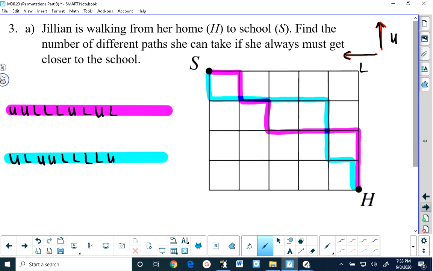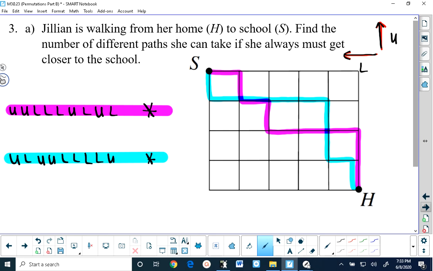Now let's take a look at each of these. When you take a look at the pink pathway, she makes 4 moves up and 5 moves left. If you count the U's in the pink pathway, there are 4 U's, and if you count the L's, there are 5 L's. It's interesting because if you count the U's and L's in the blue pathway, there's the same number of U's and L's.